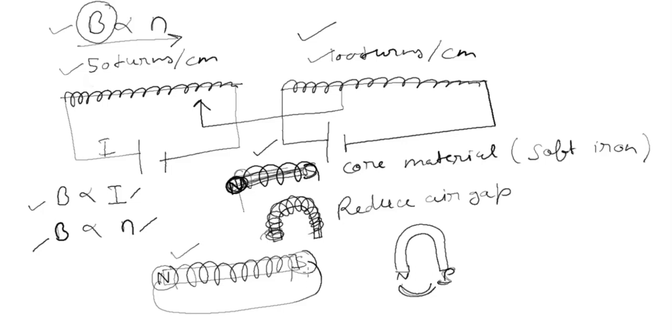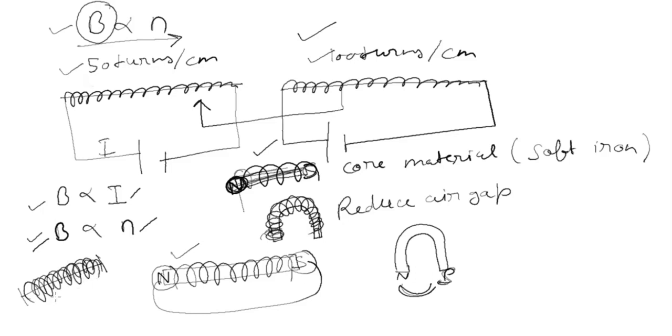Let us revise. What are the facts on which the magnetic strength of a solenoid depends? I told you, magnetic strength B is directly proportional to current I. If you want to increase the magnetic strength, we should increase the amount of current flowing in the coil. Second, the number of turns per unit length. This is the 1 centimeter length. In the same length, there are 50 turns. If we want to increase the magnetic strength, we should make 100 turns.